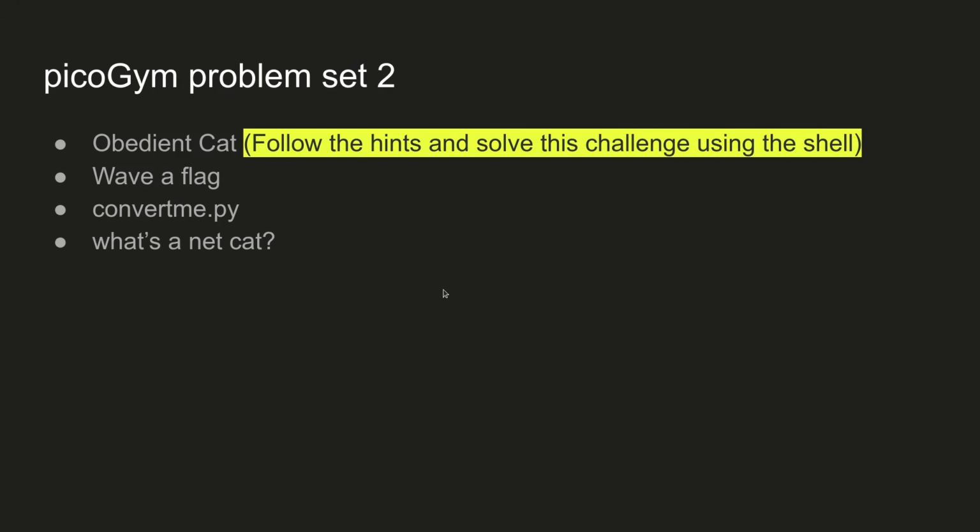All right, and here's the final problem set for this section. In the PicoGym, it's obedient cat, wave a flag, convert me.py, and what's a netcat. And obedient cat can actually be solved really easily using a browser and graphical methods, but I would implore you to use the shell. Follow the hints. Don't be a hero. The hints are there for a reason, and they'll help you solve the problem using the shell. So with that, that's our general skills in CTFs lecture, and we hope to see you in the Q&A session.